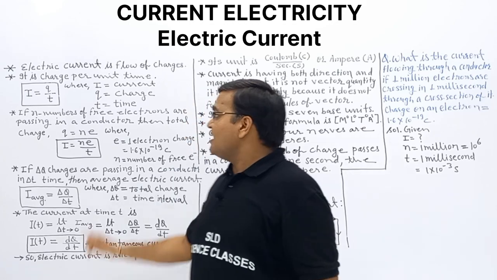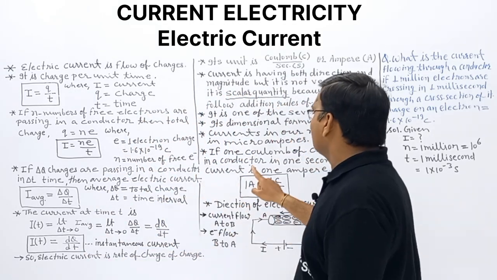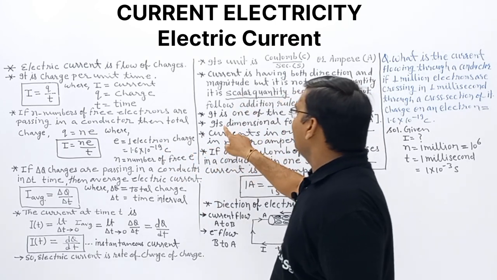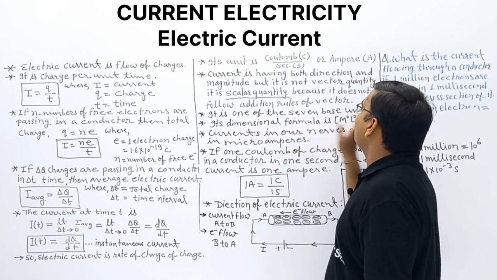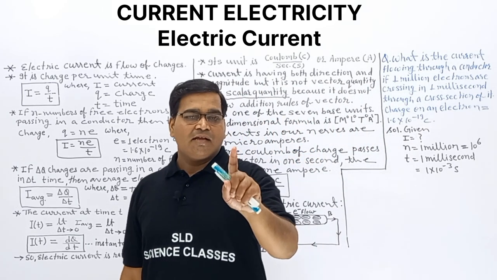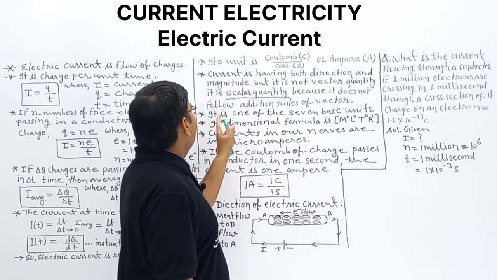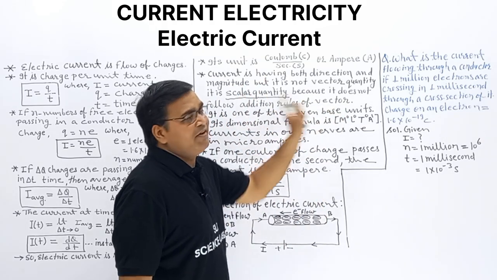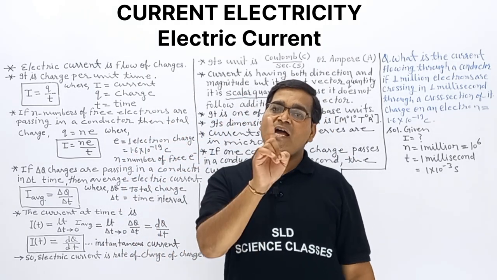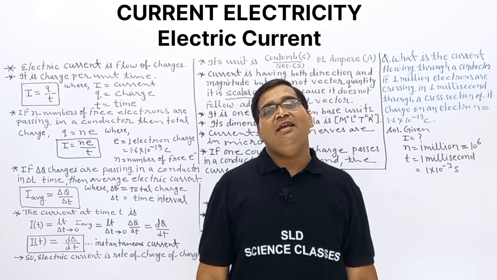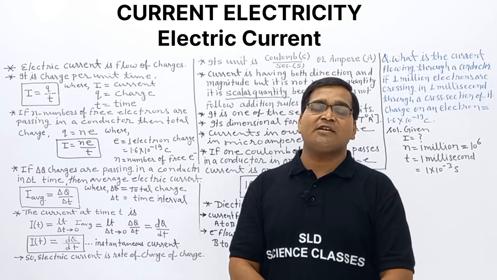Clear? So current is a fundamental quantity. Its dimensional formula we will discuss later, but it is one of the 7 base quantities. Electric current is one of the 7 base units. We have 7 fundamental quantities, and out of these, electric current is a base quantity. So how many quantities are fundamental? We have 7 base quantities.